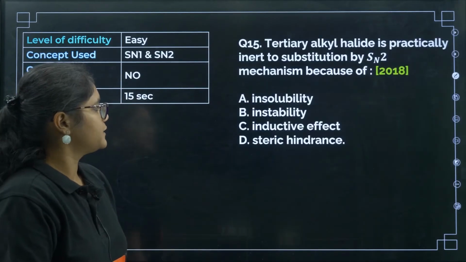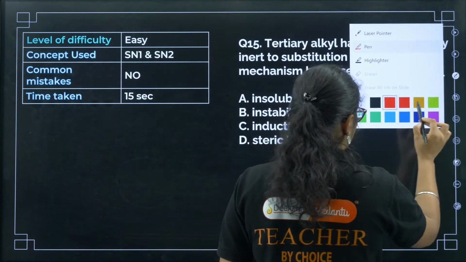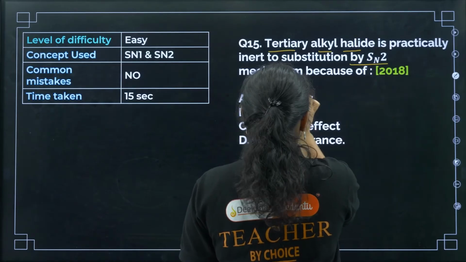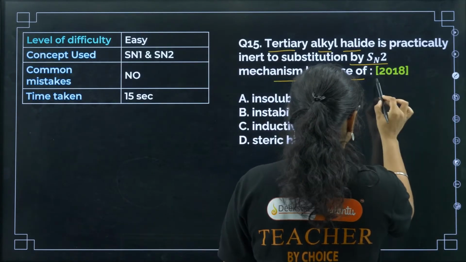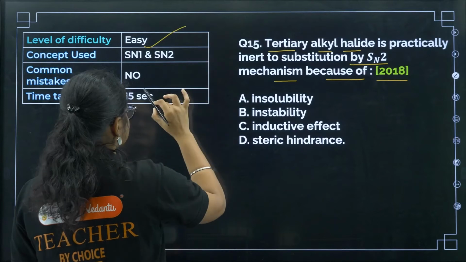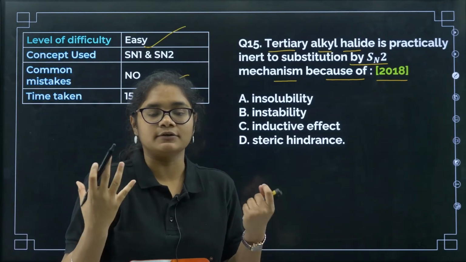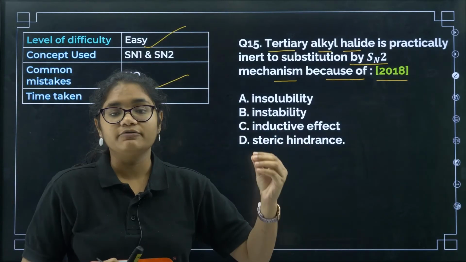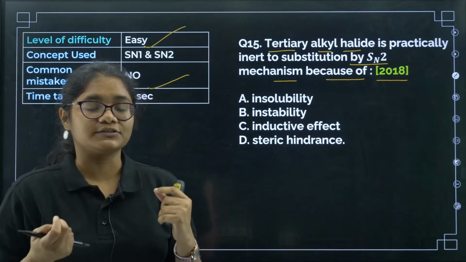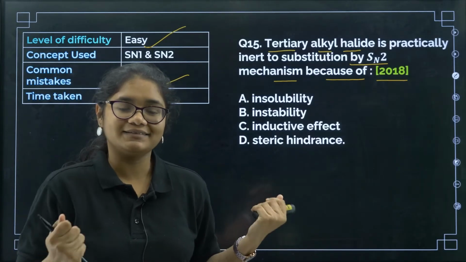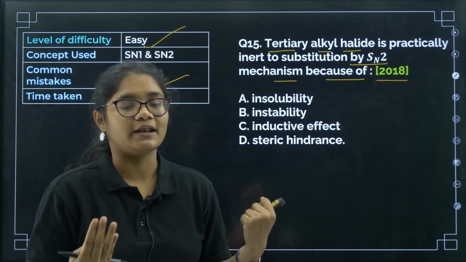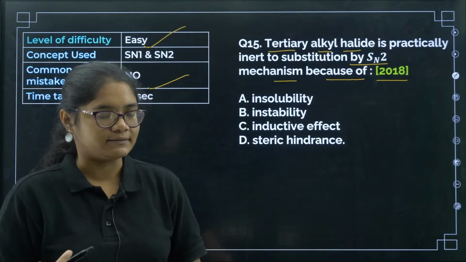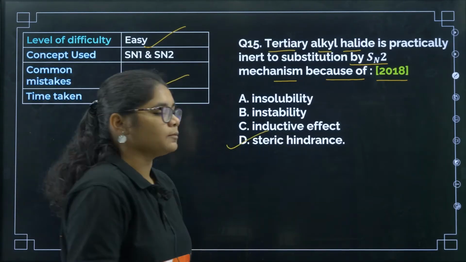Next question: a tertiary alkyl halide is practically inert to substitution by the SN2 mechanism because of. This question was asked in 2018, a super easy, very simple question. Why do tertiary halides not favor the SN2 reaction? Because SN2 needs less steric hindrance, and tertiary halides have more steric hindrance. That is why they do not react by the SN2 mechanism. So the reason is steric hindrance, option D.